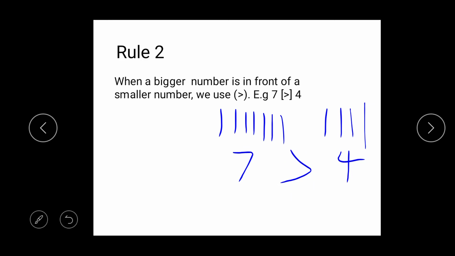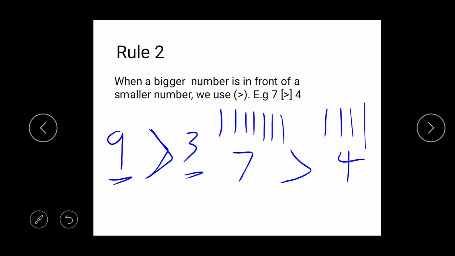If we use a number like 9 and let's say 3, which number is greater? 9 is greater than 3. So we put the greater than sign in the middle. 9 is a big number, while 3 is a small number. Since 9 is in front of the small number, we say 9 is bigger, or greater, than 3. And that is the sign.